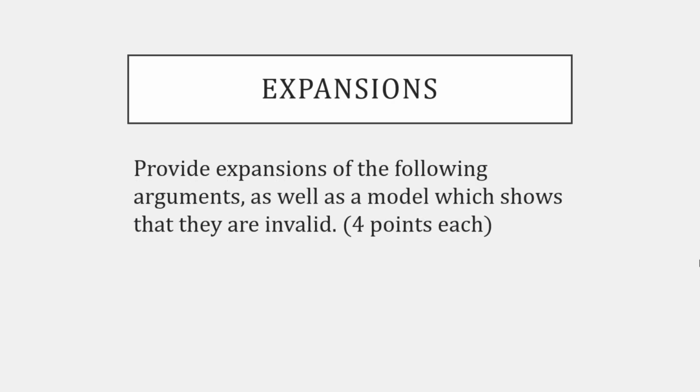Okay. So then finally, a couple of expansions. Provide expansions of the following arguments, as well as a model which shows that they are invalid. That last sentence is asking you to do the invalidity for them. So these things that we're doing with invalidities, the answer to an invalidity is called a model. I'm not sure if I mentioned that, but that's what it's called. Mathematicians, again, will be super familiar with models. So this is just saying do the expansion and then use the expansion to do the invalidity. Is that clear? Okay.